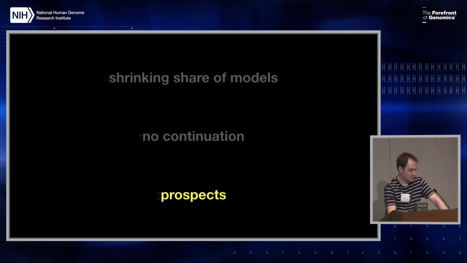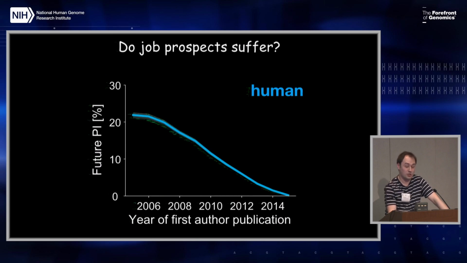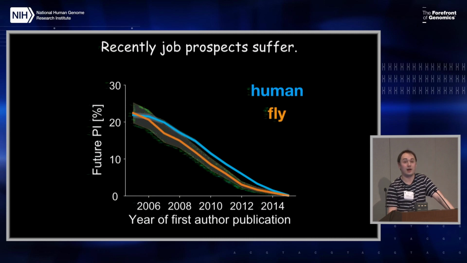So this leads to the very last part, on the job prospects. This is looking at the transition of first authorship to PI-ship in the last decade. This is for humans. This curve decreases, which partially is because people are still in training. But we can see now, as maybe anticipated by this decrease of research on model organisms, that doing a postdoc or PhD on flies will actually mean you will have lower job prospects. And if we correct for things like duration of training, this effect would get even more massive.